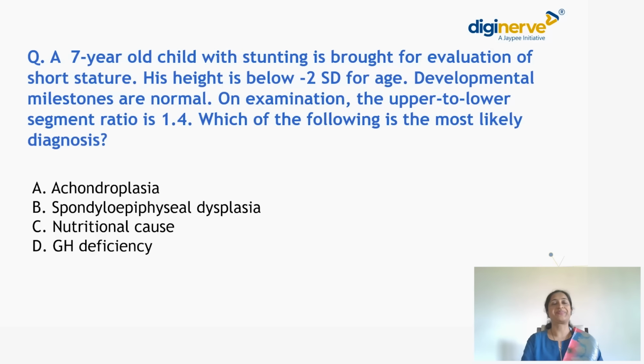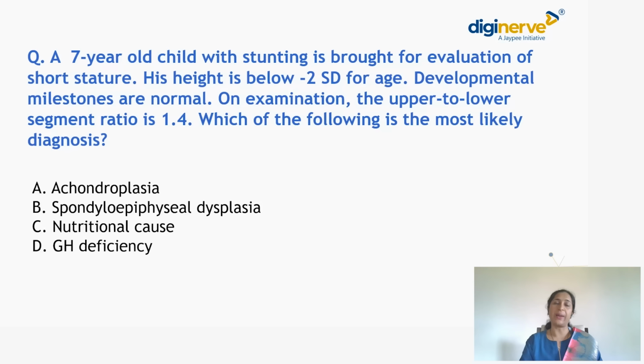Coming to the next question. Now this is a question on growth and development. A very important chapter, the growth and the anthropometry. A 7-year-old child with stunting is brought for evaluation of short stature. His height is below 2 standard deviations for age. The developmental milestones are normal.